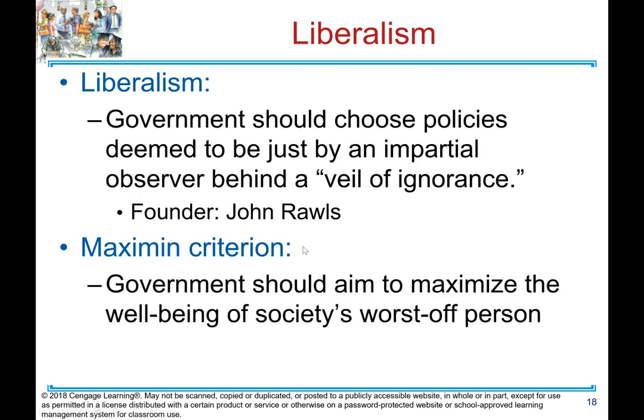Liberalism. The philosophy of liberalism is that government should choose policies deemed to be just by an impartial observer behind a veil of ignorance. The founder is John Rawls. The maximin criterion: government should aim to maximize the well-being of society's worst-off person.